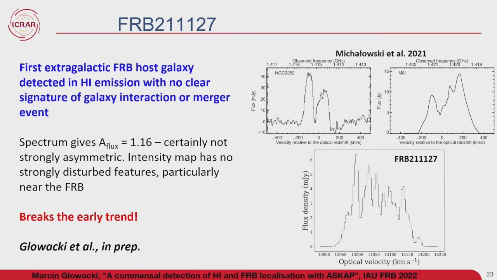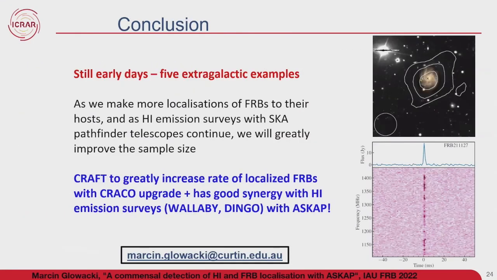But to finish off, I will stress we've just gone from a sample of 4 to a sample of 5. We have only 5 extragalactic examples here, and we really need to up the numbers. Luckily, CRAFT, alongside the CRACO upgrade, will greatly increase the rate of localized FRBs, and we'll have excellent synergy, including with the HI emission surveys with ASKAP, such as WALLABY and DINGO, so we can greatly increase the sample size and better study the host galaxies of FRBs in the gas components.